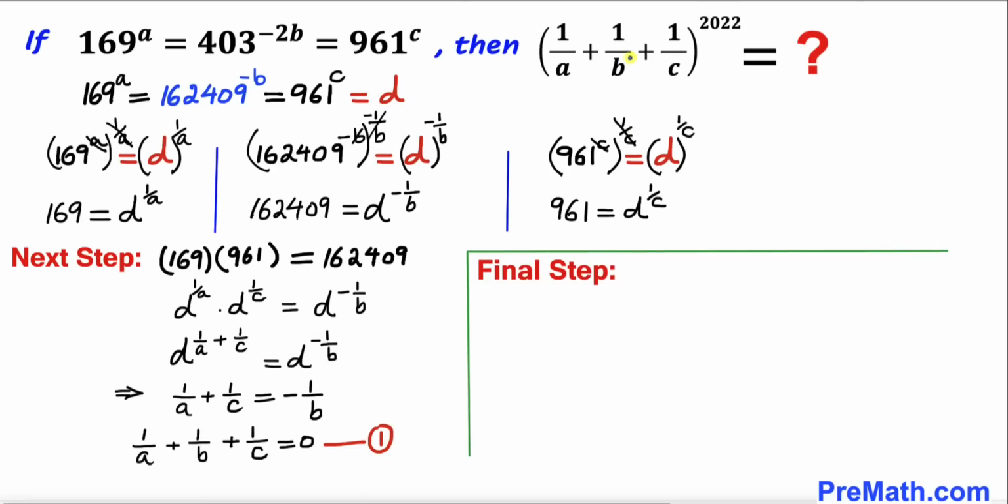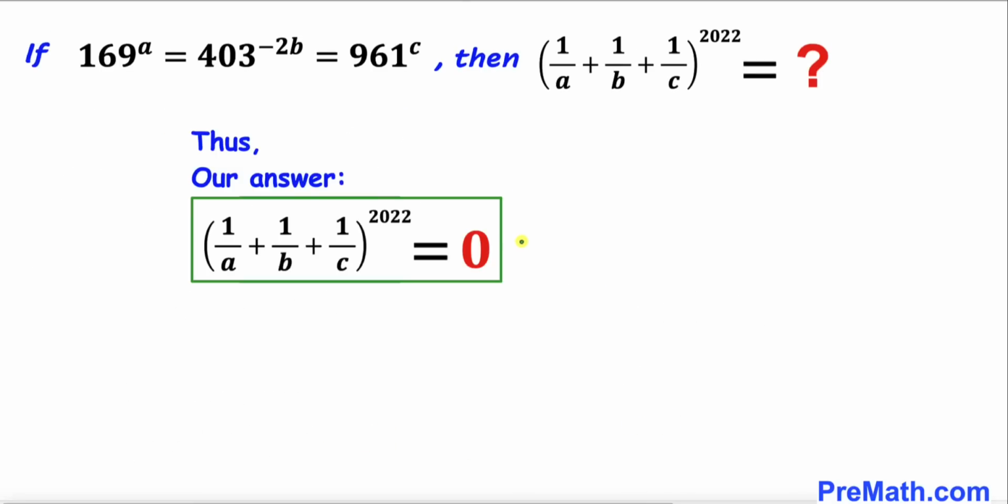And here's our final step. We are going to find the value of the expression (1 over a plus 1 over b plus 1 over c) power 2022. Here I have copied it down. We know that the part inside the parentheses is equal to 0 from equation 1. So I am going to replace it by 0, and then whole power 2022. And 0 power 2022 is obviously 0, and that is our answer. Thus our answer turns out to be 0.